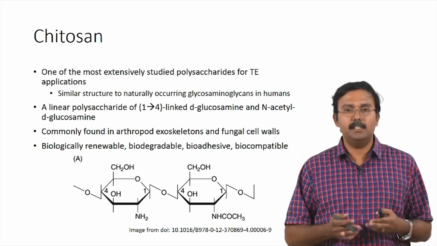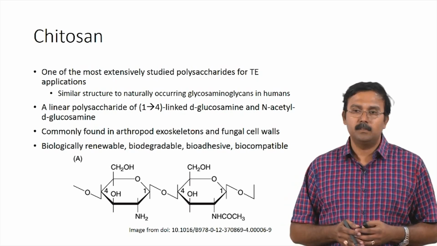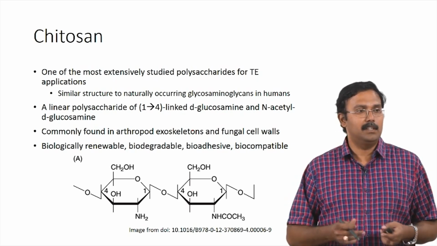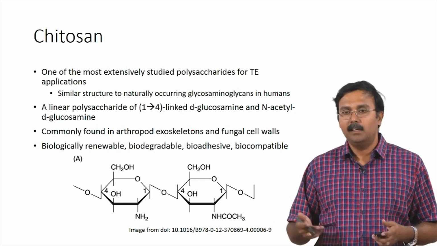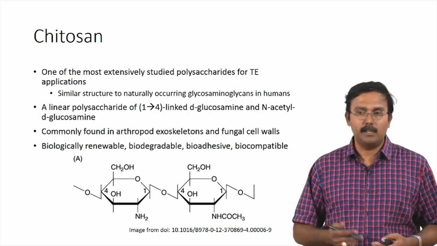Chitosan is actually found in arthropod exoskeletons and fungal cell walls. So, you can actually very easily get chitosan, right. So, all the shrimp shell which you throw away has chitin, and chitin can be processed to get chitosan.